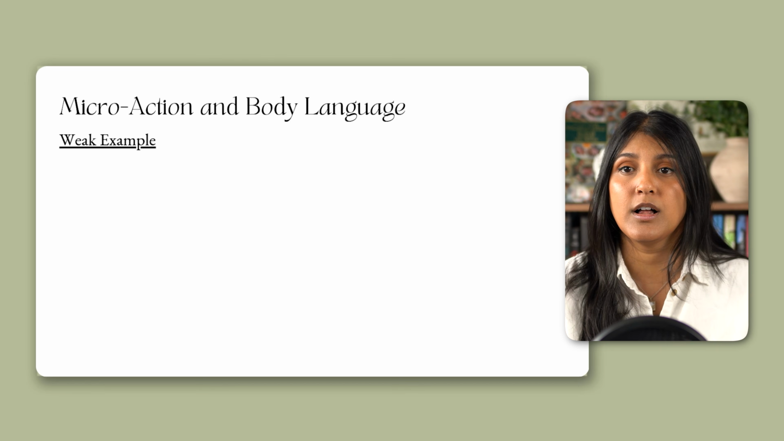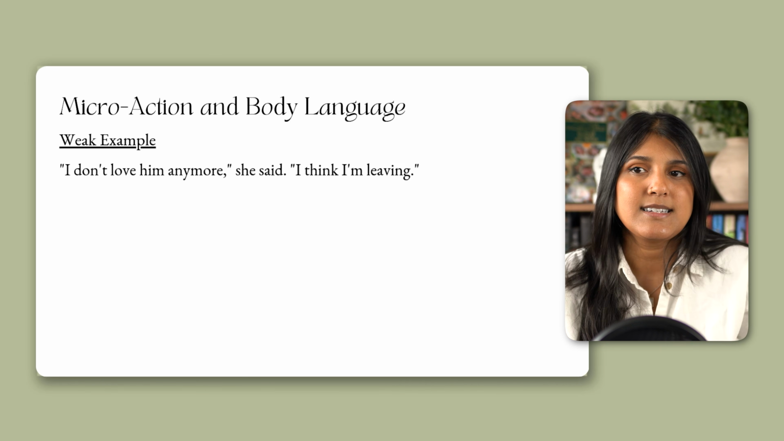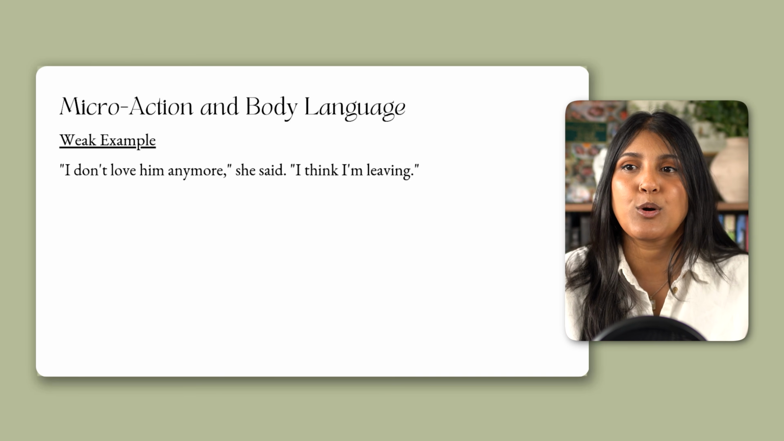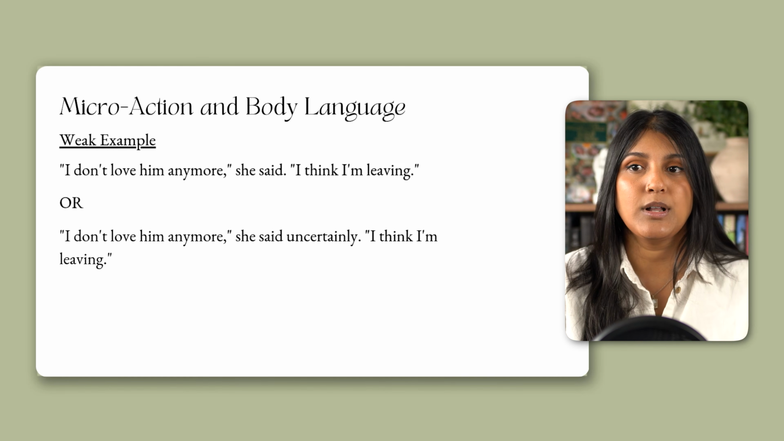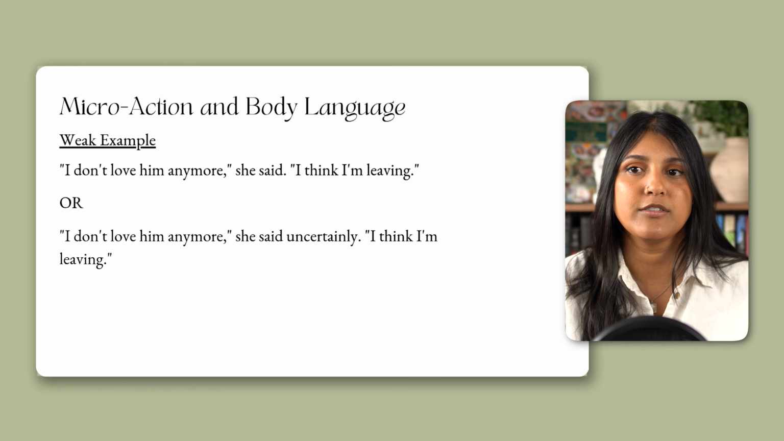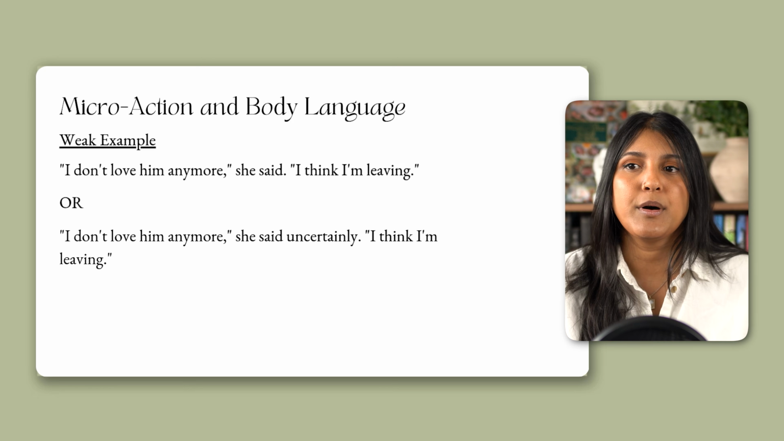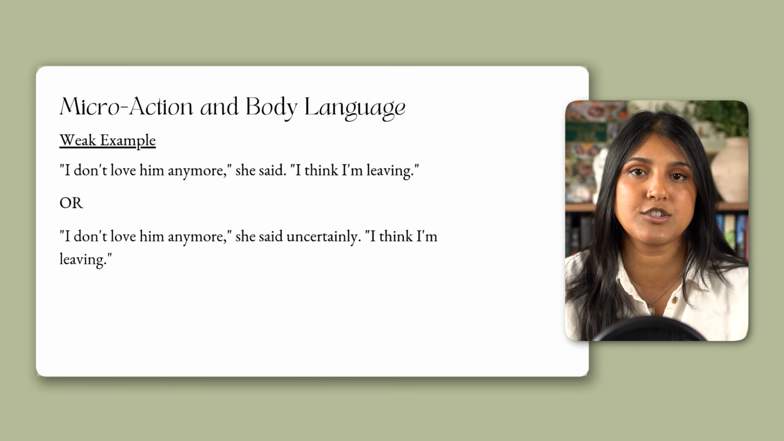So a weak example of this could say, "I don't love him anymore," she said. "I think I'm leaving." That sentence is doing zero work to show us the emotional reality of what's happening. Is she calm? Is she furious? Is she lying? We have no idea. Now, you can just add a simple adjective like, "I don't love him anymore," she said uncertainly. "I think I'm leaving." You can do that. But the emotional impact is weak because we're being told of the uncertainty. We don't make that connection ourselves, therefore we don't feel it alongside her.